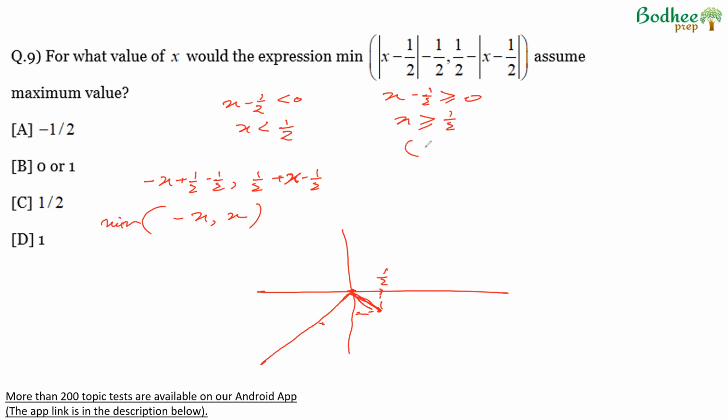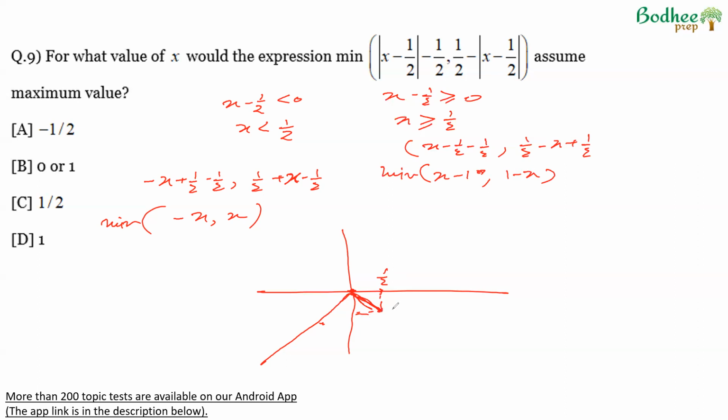So we'll get x minus half, half minus x plus half. This will be x minus 1 comma 1 minus x. So we are looking at the minimum of these two values. When we put x as half, this will return minus 1 by 2, and this will return 1 by 2.